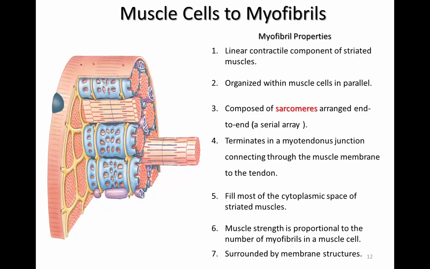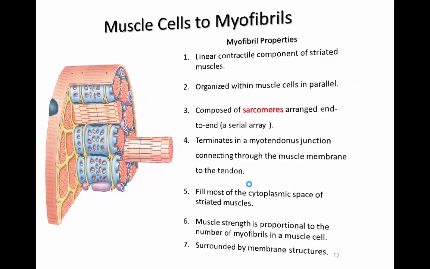Here's a summary of the properties of a myofibril. Myofibril is a contractile element in a striated muscle cell. Forces are generated within the myofibrils, and those forces are then communicated to the tendons and help muscle contract. They are organized in parallel in muscle cells. They are composed of sarcomeres. They terminate in a myotendinous junction. This is the connection that goes out to the tendon through the muscle cell membrane.